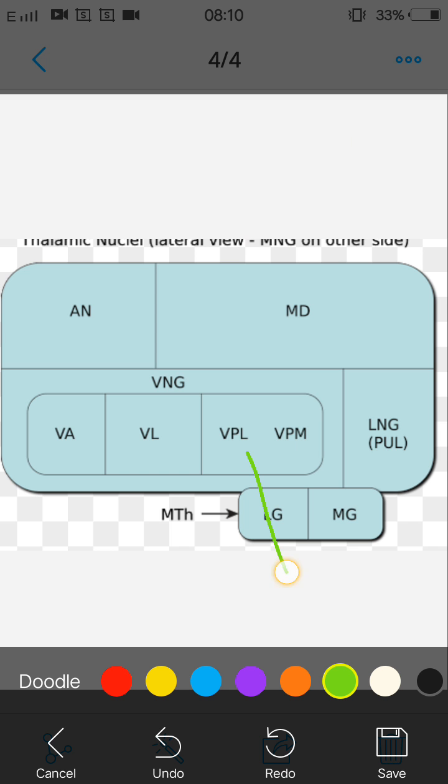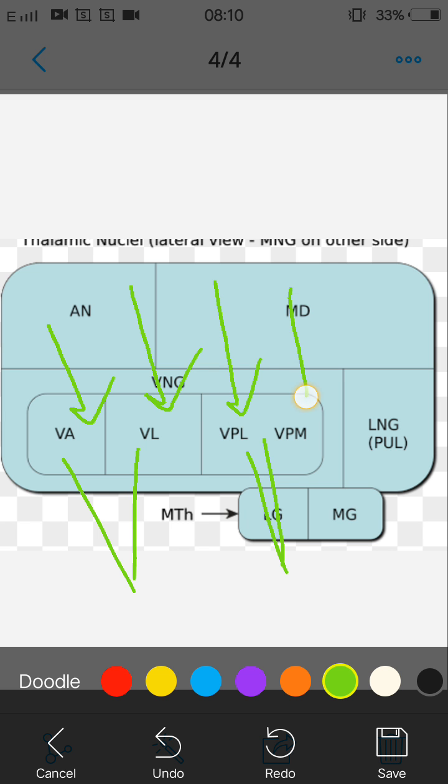So output for these two is sensory cortex. Output for these two is motor cortex. Input for VA is coming from basal ganglia. Input for VL is coming from cerebellum. Input for VPL is coming from the spinothalamic and dorsal column, medial lemniscal system, and input to the ventroposterior medial nucleus is coming from the trigeminal system.